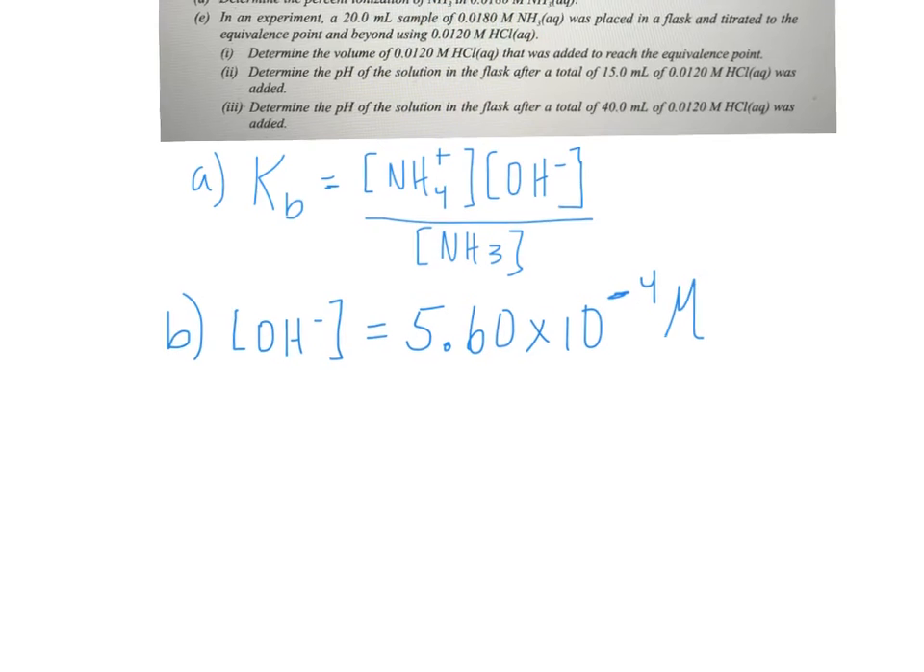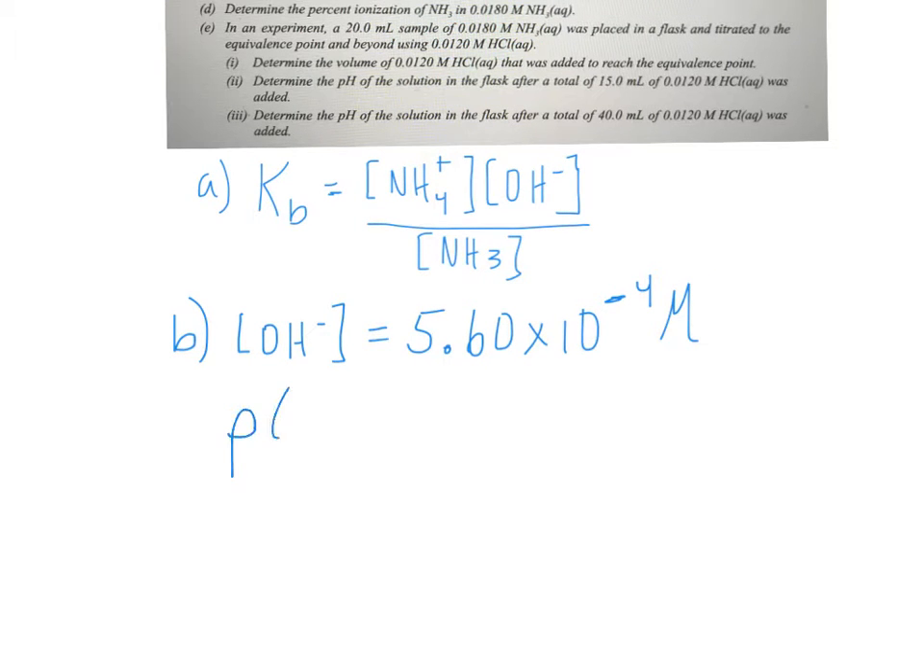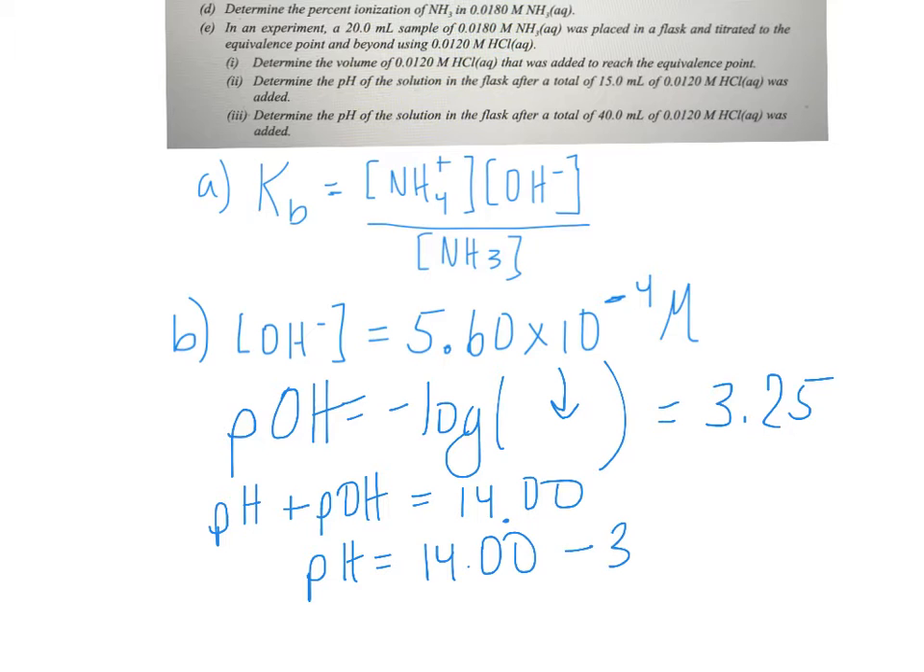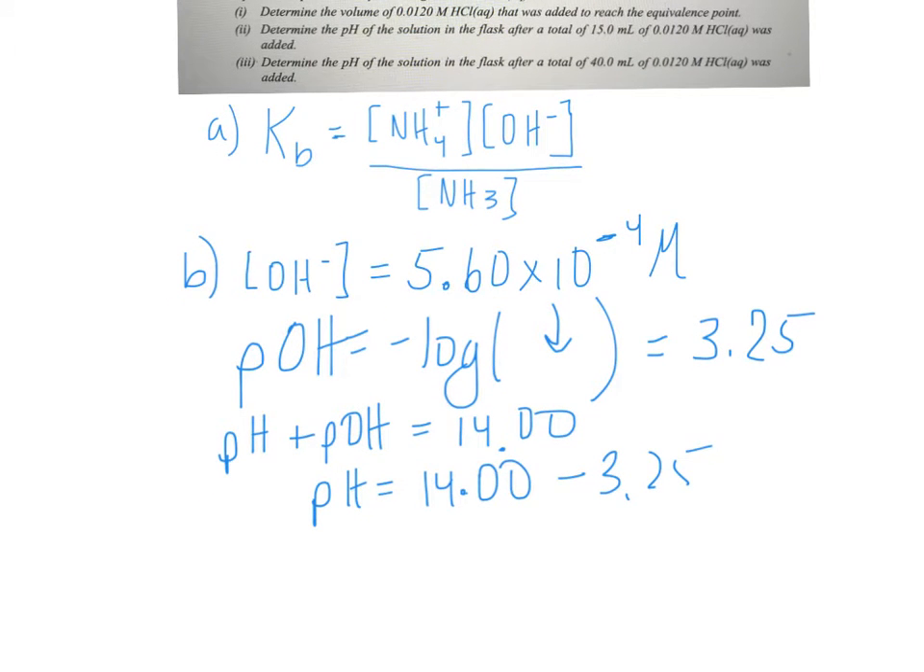As we remember, the p of anything is the negative log of that thing. So the pOH is the negative log of this number, 5.60 times 10 to the negative 4. And when you plug that into the calculator, we should get 3.25. To calculate the pH, because we know that the pH plus the pOH is 14, this becomes a simple subtraction. Thus, the pH is equal to 14 minus 3.25, to give us a value of 10.75.